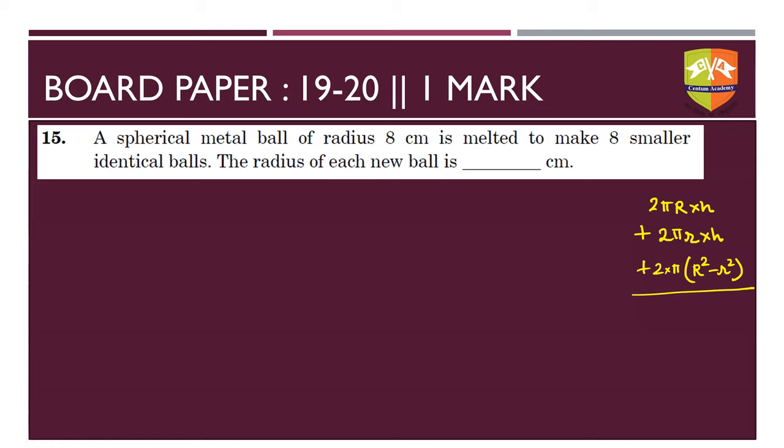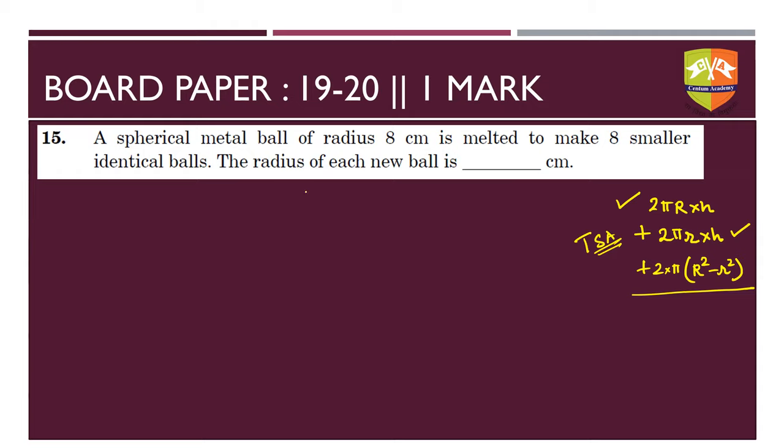Is it okay? So this is the outer surface, this is the inner surface, and then the upper surface and below surface, top surface and bottom surface. Top surface is pi times (R square minus r square), and multiplied by 2. So this is the total surface area of this thing. Okay, this is done.